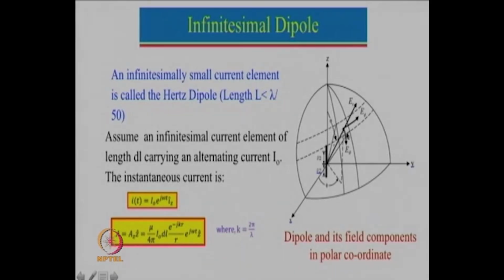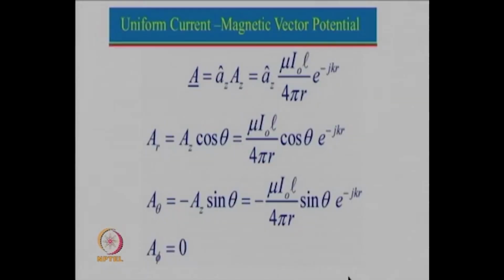Then regarding the A theta component, it can be resolved as sin theta, and since it is going down, a minus sign will come here. Now for A phi, it will be perpendicular, and A phi will be in this direction, which is nothing but theta equal to 90 degrees, and cos 90 is equal to 0. So hence the A phi component will be equal to 0.